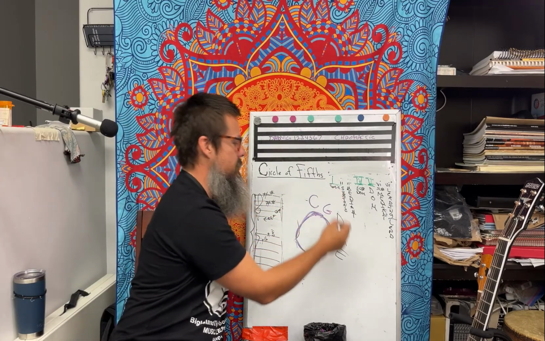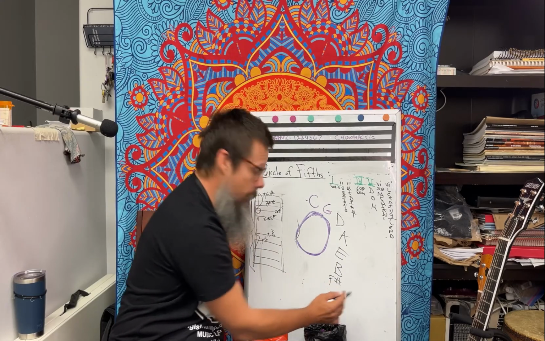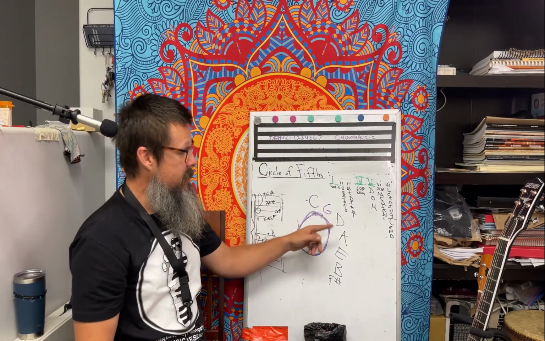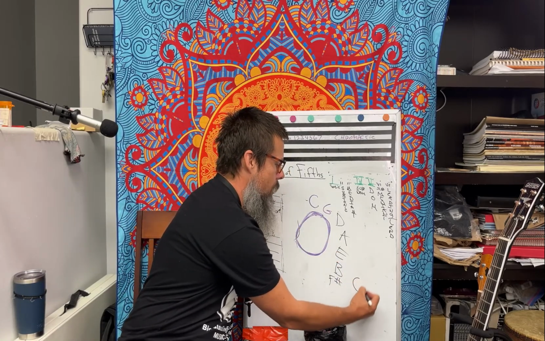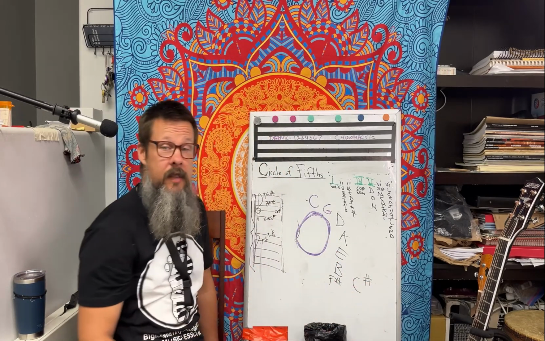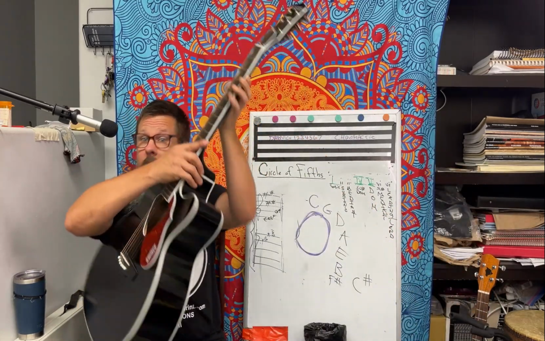When we go through the process of seeing all these, we go around the circle of fifths, and this is what it looks like. Every time we go up 5 notes, C to G, G to D, D to A, A to E, E to B, B to F sharp, and then F sharp to C sharp having 7 sharps: C sharp, D sharp, E sharp, F sharp, G sharp, A sharp, B sharp, C sharp.